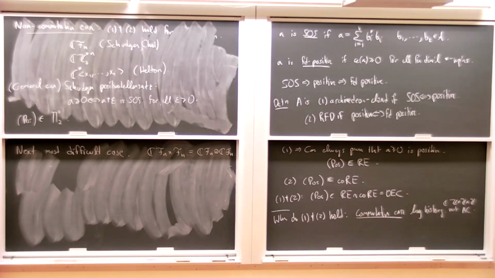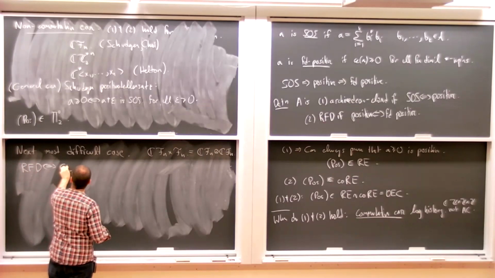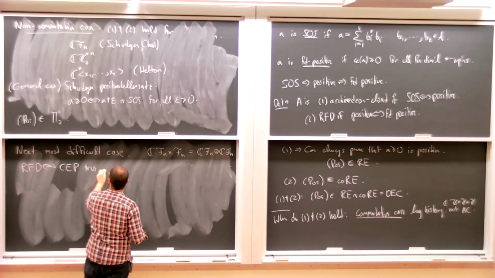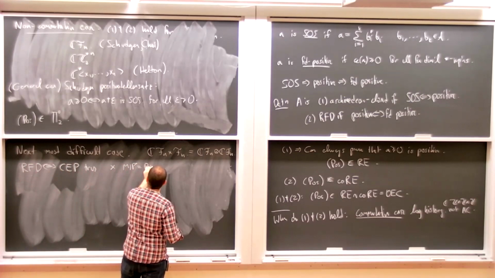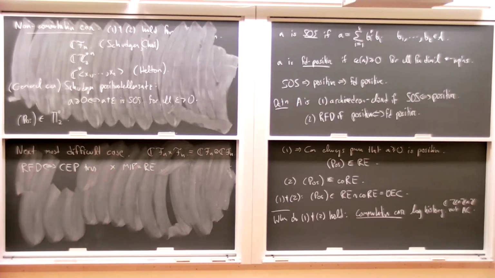Okay. So you probably know, though, we're going to ask whether 1 or 2 hold for this. You probably know that this algebra is RFD. So RFD, if and only if Kahn embedding is true, which is contradicted by MIP star equals RE. So the products of these algebras are not RFD.